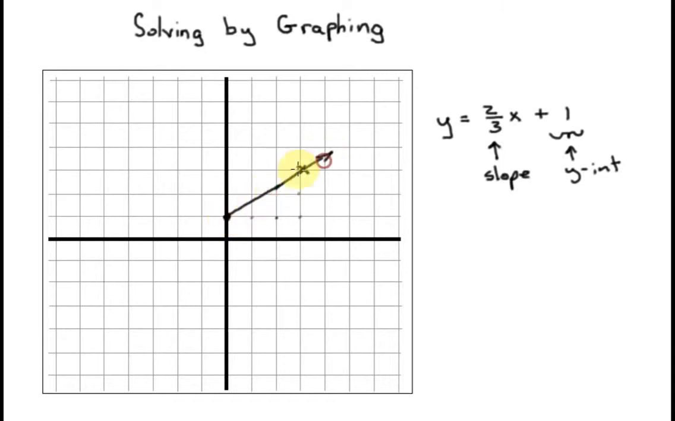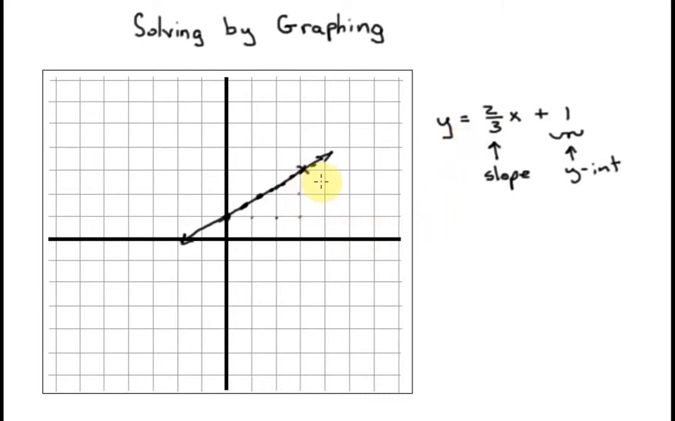Okay, so there's my graph, but what actually is a graph? Well, a graph is a collection of all these millions of points that make this line, and all of these points have one thing in common. If you replace the x and the y with the coordinates of any of these points on your graph, they make the equation come true.